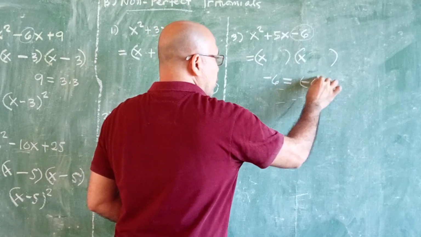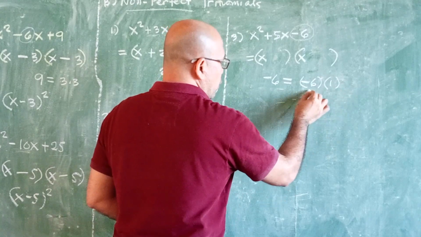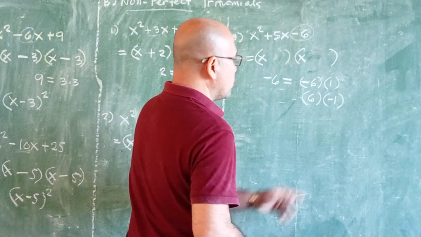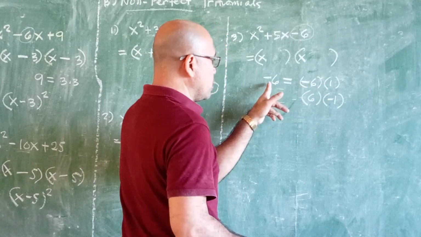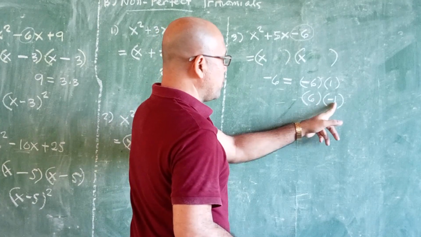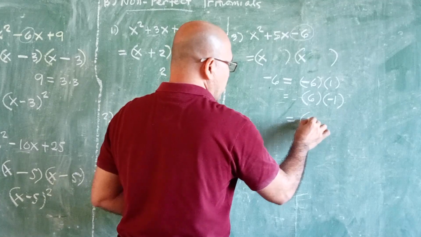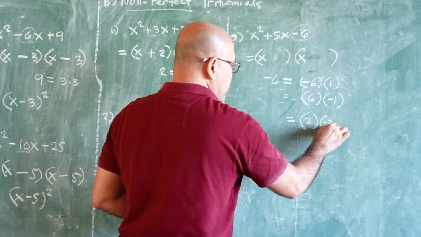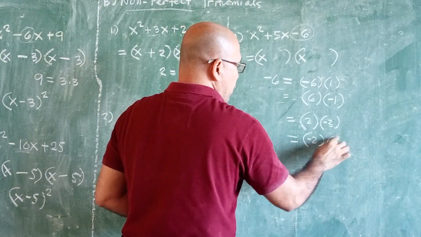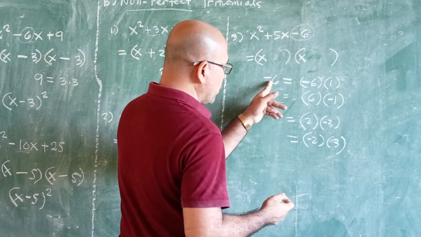First, you will say, this will be negative 6 and positive 1. Or you will say positive 6 and negative 1. Okay, so when you multiply negative 6 times 1, the result is negative 6. When you multiply positive 6 times negative 1, the result is still negative 6. And you may also consider positive 2 times negative 3 or negative 2 times positive 3. Okay, these are the different complete factors of negative 6.